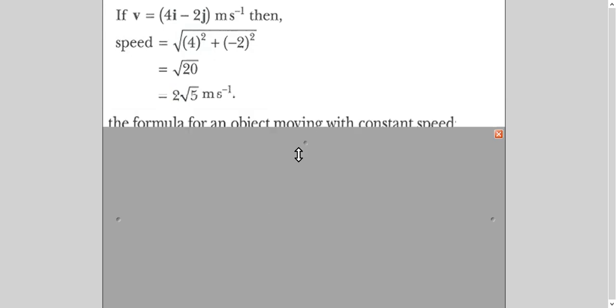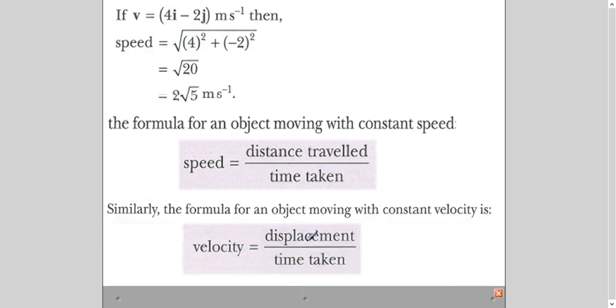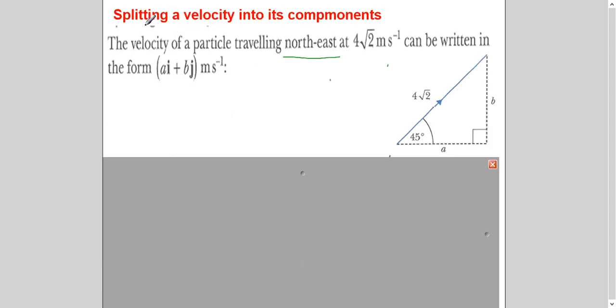Now, second thing you need to understand is that speed is distance divided by time. We all know that, right? So if the question is saying velocity, it means displacement divided by time. So this formula you will remember and we will apply it in the problems. So let's understand this concept first and then we will go to the word problems.